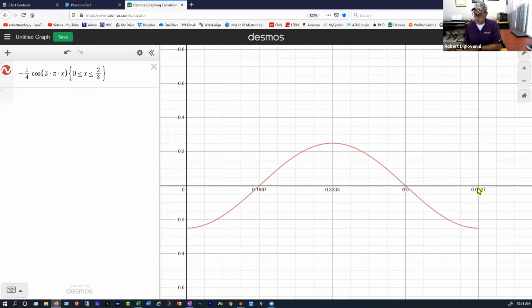So this is 2/3. That's 0.6666 forever. This is 1/3. This is a half. This is a sixth. You can see at -0.25, go up, over. So it matches what we had, right?